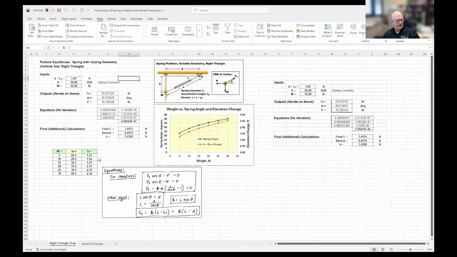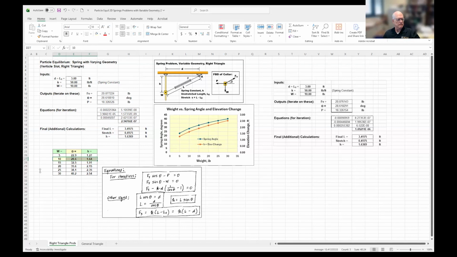And earlier when I did this, W is equal to 10, which is this guy. I got theta is 28.6, and 28.6 is what we got here. And H is the fall, which is equal to L sine theta. And I got H is 1.637, 1.64. And so that was for W is equal to 10.